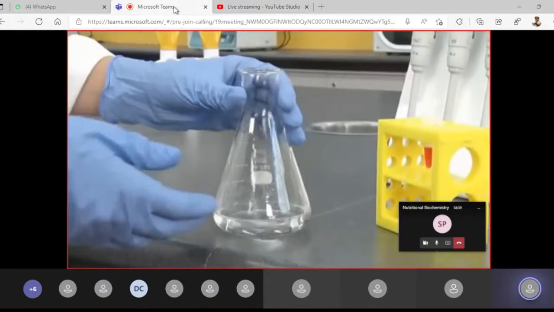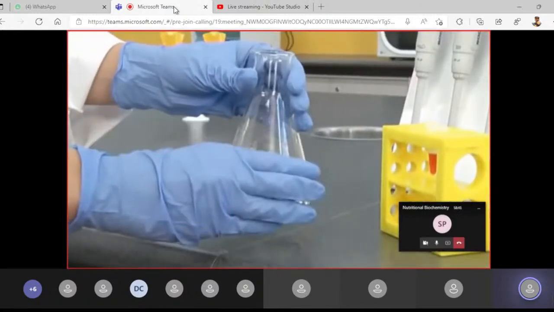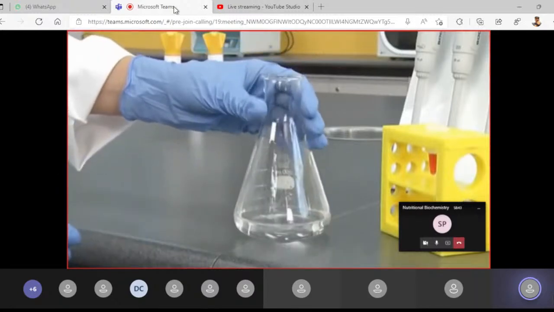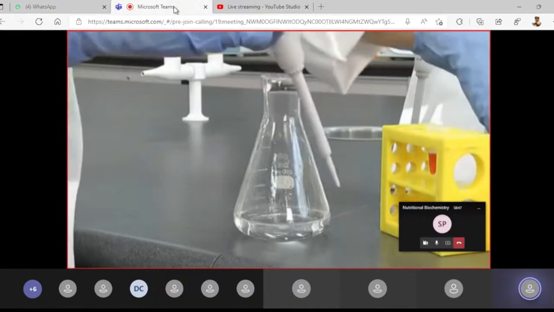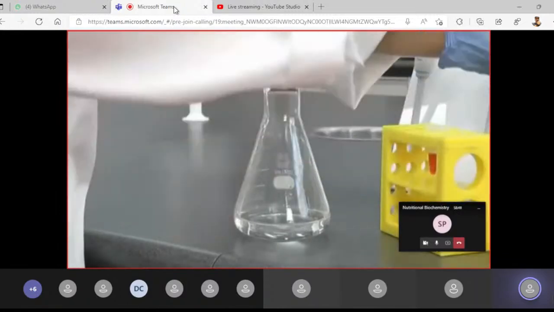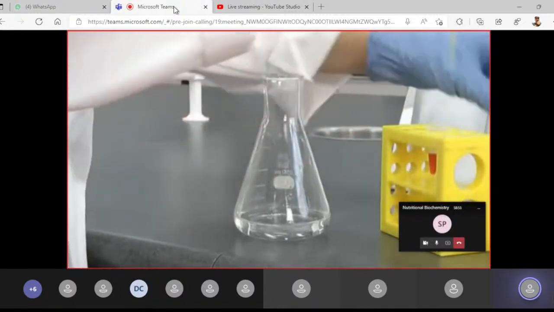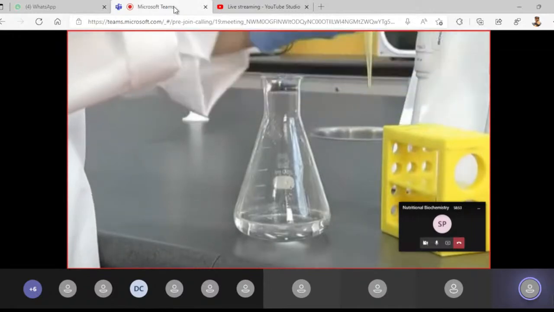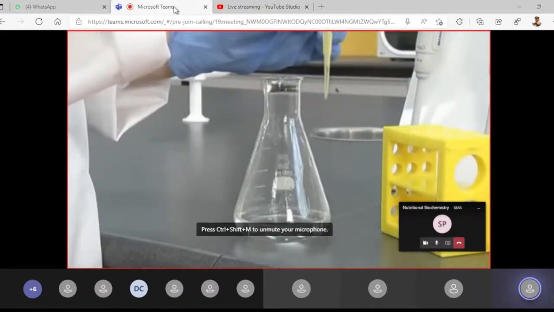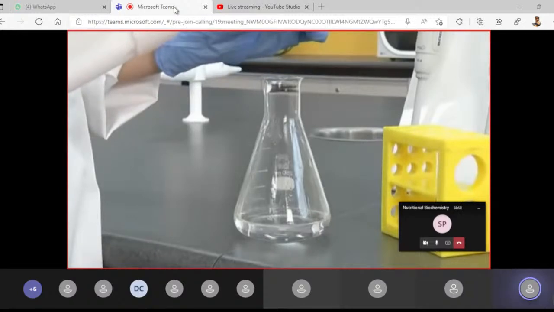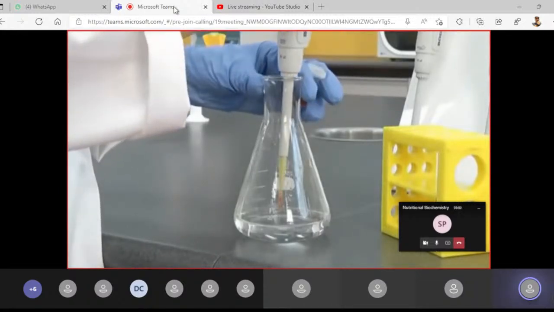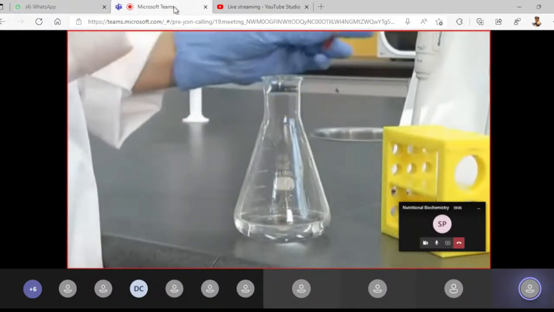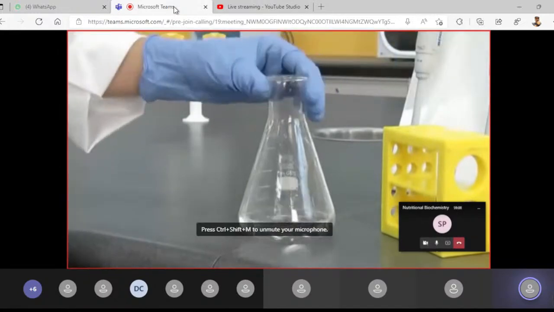Let the agarose cool to approximately 60 degrees. As a rough guide, this is the temperature where you can hold the flask comfortably while wearing your latex or nitrile gloves. You can speed up the cooling by holding the flask under running water. At this stage, you can add your fluorescent dye if required. Remember to swirl the flask.